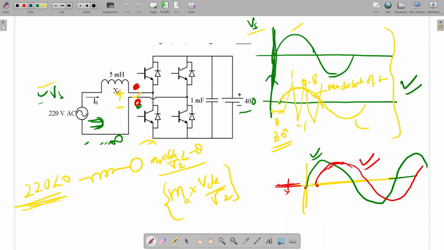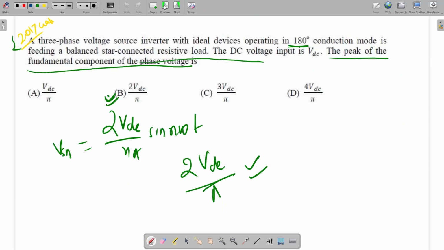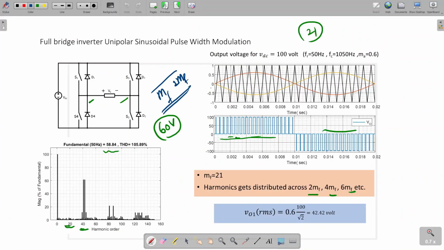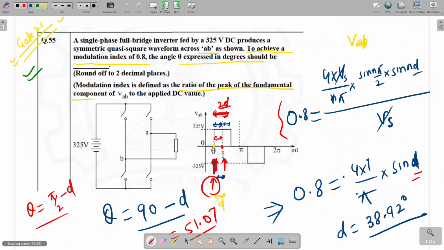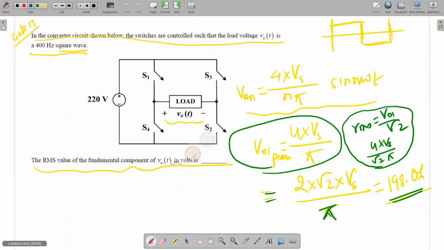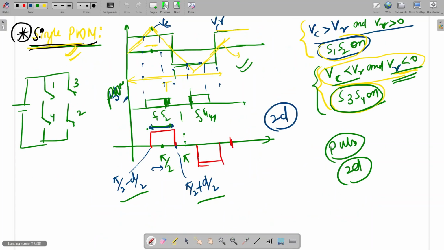Sir, yes. A little bit of concept, we will explain the single pulse width modulation. Single PWM, yes. Should I go to that? Should I go previous? Yes, sir. Okay, one second. Single PWM I have already discussed. It is there only. This only you are asking?